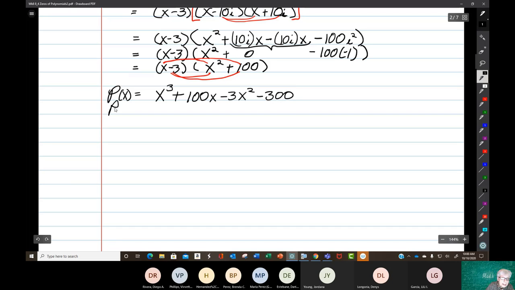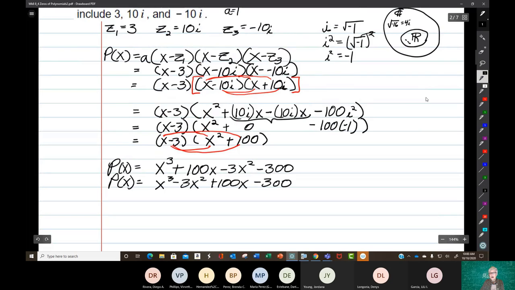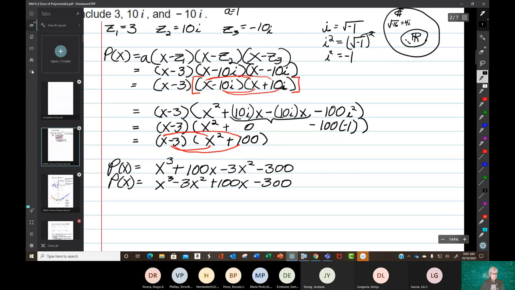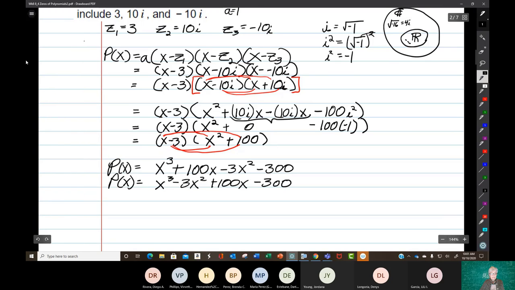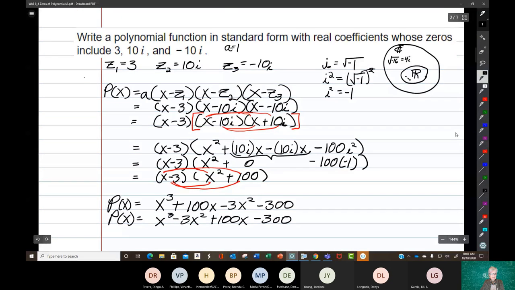So now all we have to do is put this in descending order. x to the third minus 3x squared plus 100 times x minus 300. So as you can see, we can have complex zeros. We'll talk about what they mean later. Okay, you always come back to using this formula. And then you just work carefully from there.